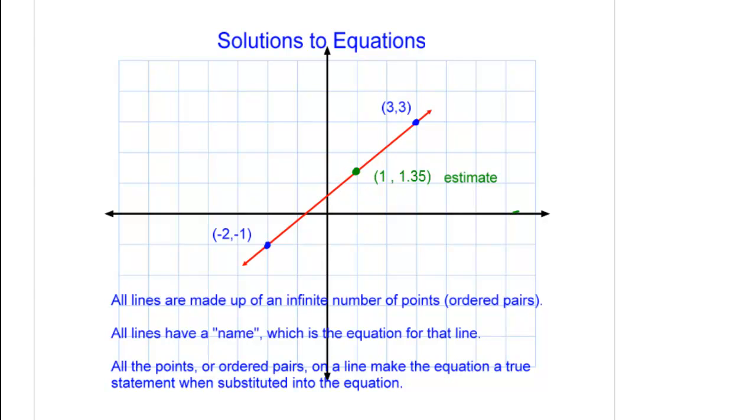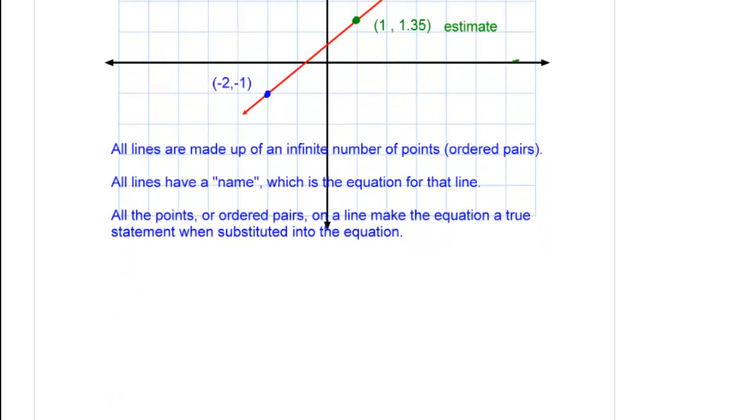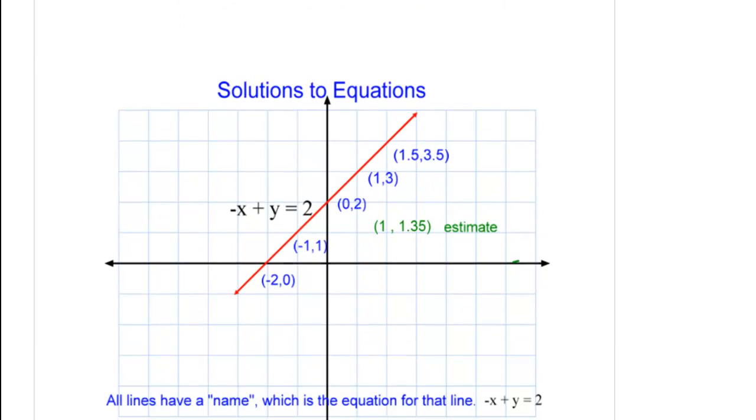All lines have a name, which is the equation for that line. And we'll see some examples of this. All the points or ordered pairs on that line make the equation a true statement when substituted into the equation. So here we have -x plus y equals 2. This is the name of the red line that you see there, and there are a whole bunch of ordered pairs that I have labeled. So let's see if these actually are solutions to the equation -x plus y equals 2.